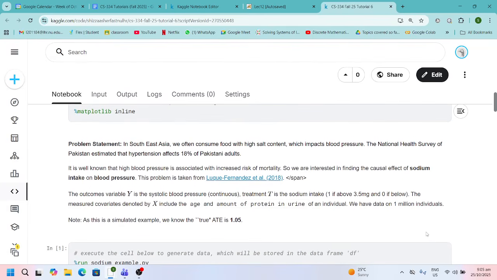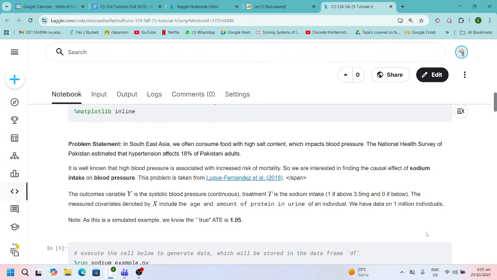In Southeast Asia, we often consume food with high salt content. Food with high salt content is going to impact blood pressure. The National Health Survey of Pakistan estimated that hypertension, which is, well, high blood pressure, affects 18% of Pakistani adults. It is well known that high blood pressure is associated with an increased risk of mortality, increased risk of death. So, we are interested in finding the causal effect of sodium intake on blood pressure.